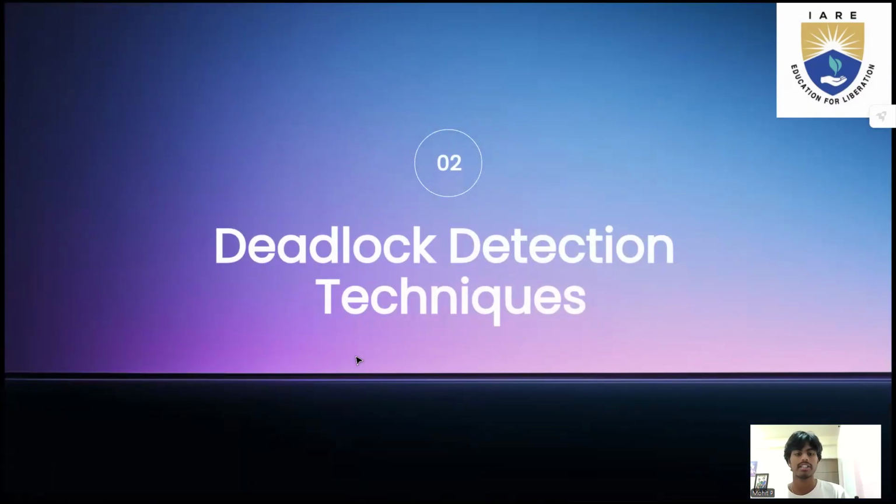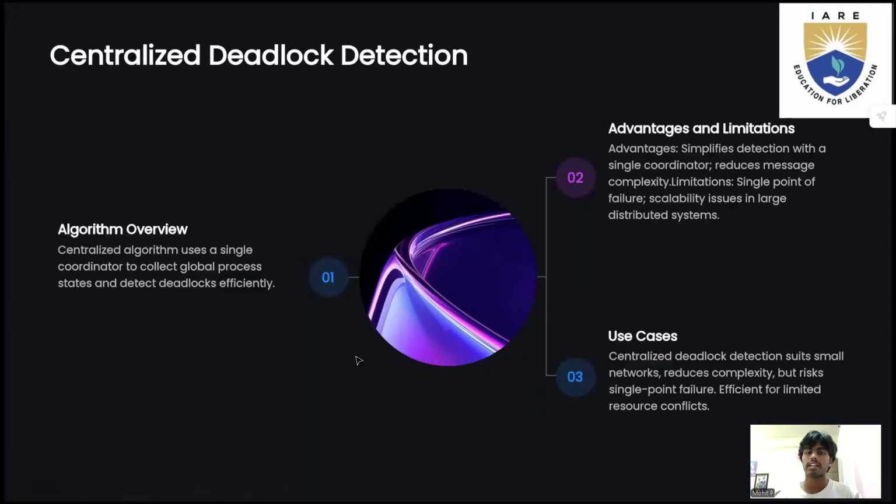Next, coming to the deadlock detection techniques, first is centralized deadlock detection. To detect this deadlock, we have algorithm overview, advantages and limitations, and use cases. The centralized algorithm uses a single coordinator to collect global process states and detect deadlocks efficiently. The advantages are that it simplifies detection with a single coordinator and reduces message complexity. The limitations are single point of failure and scalability issues in large distributed systems.